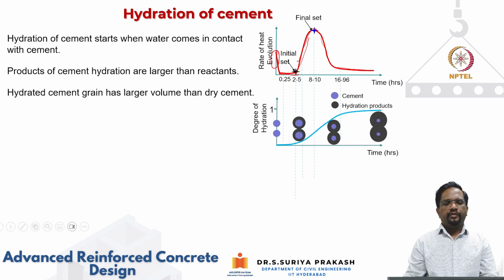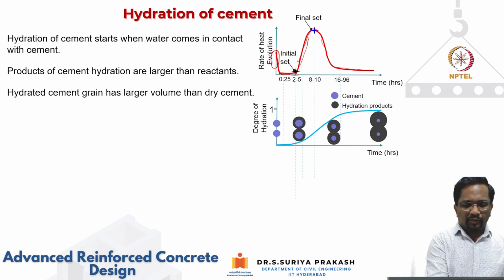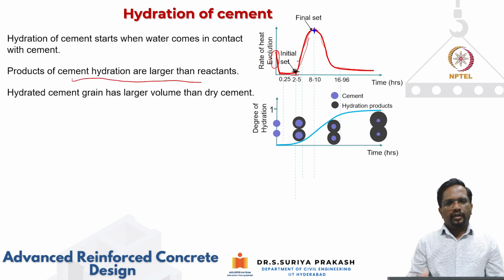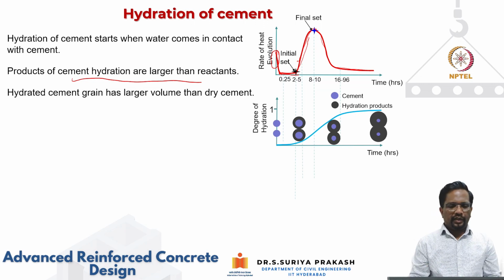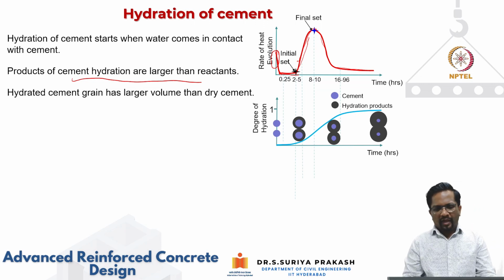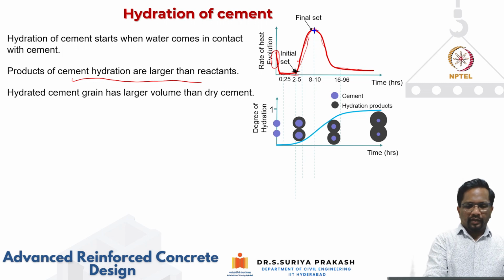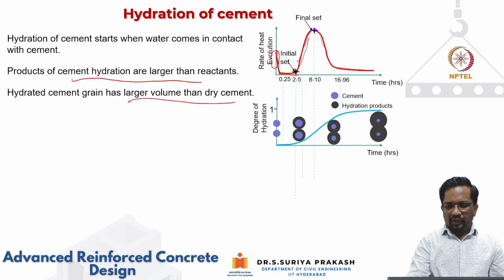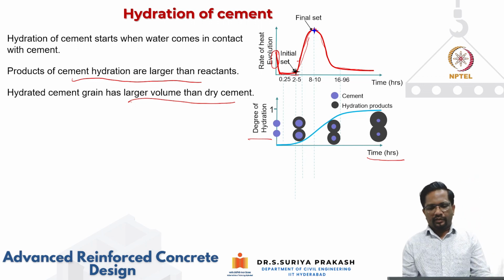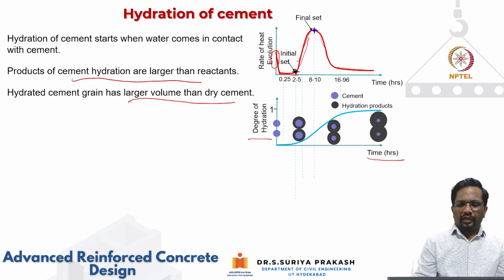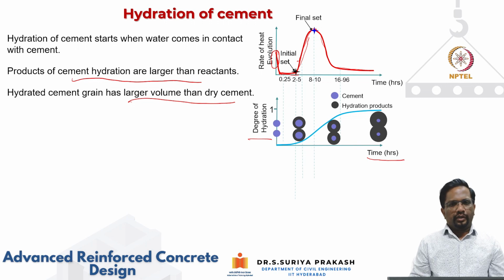As we explained, the products of cement hydration are actually larger than the reactants themselves. The reactants are your C3S, C2S, C3A, C4AF, and so on. So the hydrated cement grain is going to have a larger volume than the dry cement. That is what you see here. The degree of hydration is shown on the y-axis, and time is shown on the x-axis. The light blue product is your cement.